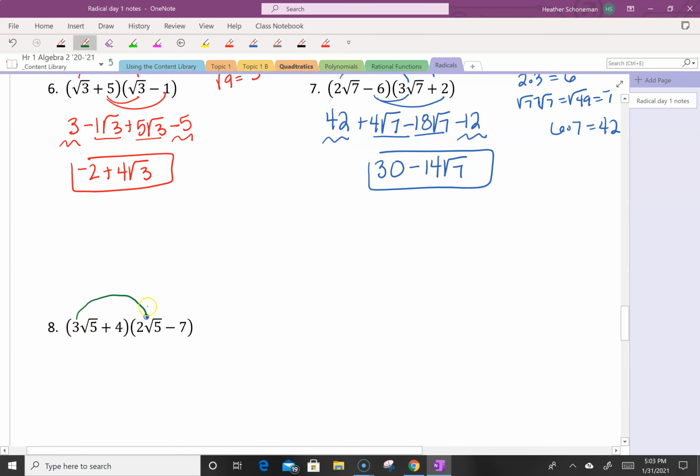I'm going to take 3 square root 5 times 2 square root 5. Well, 3 times 2 is 6. The square root of 5 times the square root of 5 is the square root of 25, which is 5. So this is 6 times 5, which is 30. And then you can keep multiplying. That's it for radicals today.